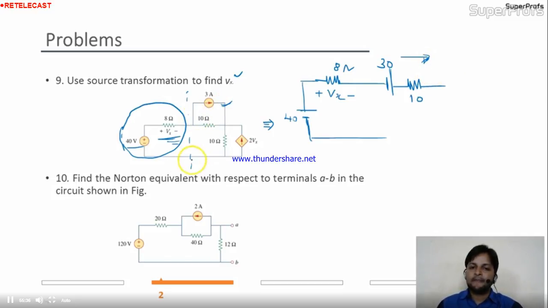That's why. Come to this now. This is again current source in parallel resistance.